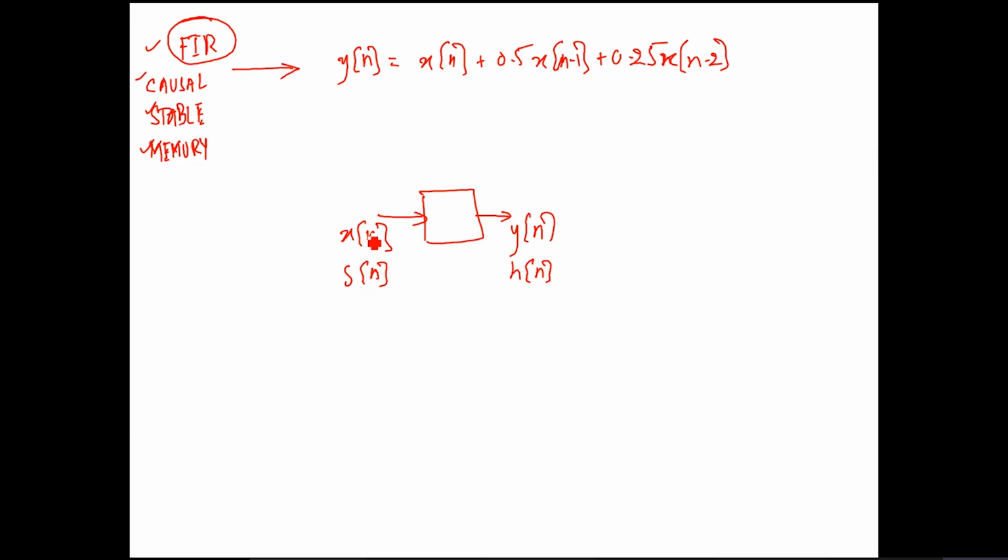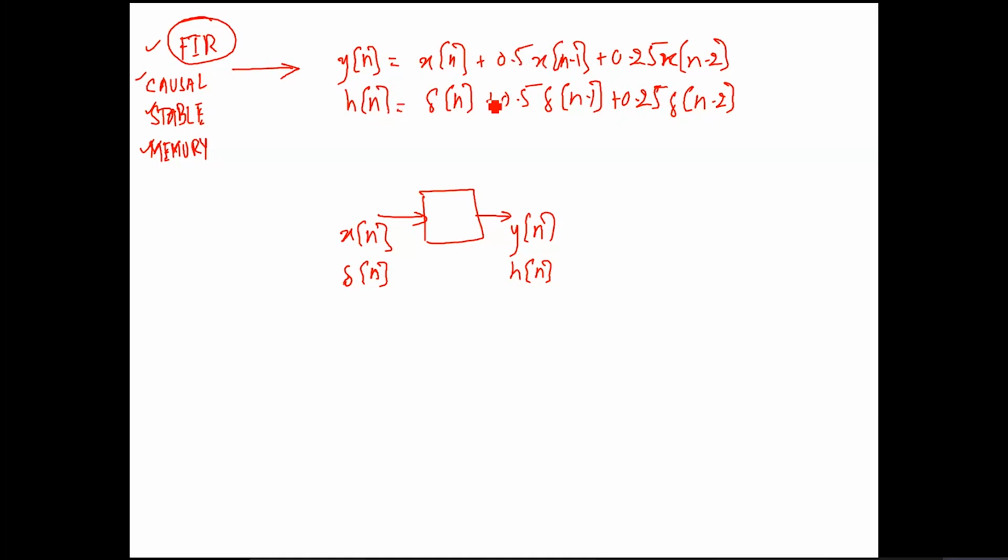How can we do that? If x of n is an input, y of n is an output. If instead of x of n we have delta n as an input, instead of x of n minus 1 we have delta n minus 1, instead of x of n minus 2 we have delta n minus 2. So if we replace input x with delta n in the difference equation, the output that we get is called h of n. So this is your h of n.